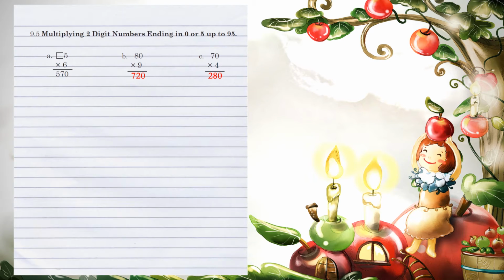Unit 9.5, multiplying two-digit numbers ending in 0 or 5 up to 95. Example A, we have a missing number. So we're first going to look at the fact that we take 6 times 5. That is 30. We would carry the 3. We're going to take that 3 and subtract it from our 57. That gives us 54. So what number times 6 equals 54? Our answer is 9.